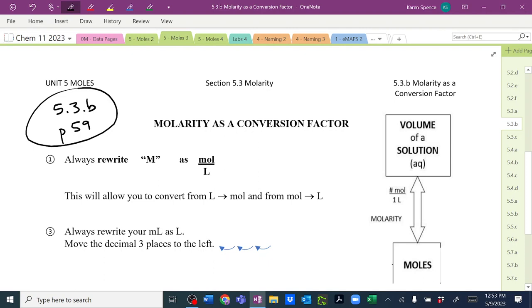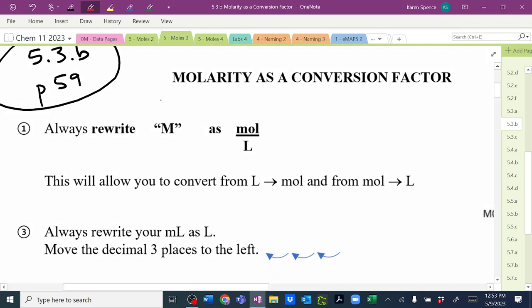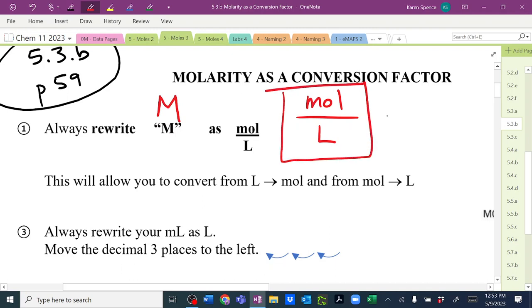Now, if we're going to be using molarity as a conversion factor, it's not very useful to have molarity written as capital M because every conversion factor needs to have two units. It needs to have a unit on the top and a unit on the bottom. If we just write molarity as capital M, there's nothing on the top or the bottom, right? So we always rewrite molar as moles over liters. And now that is in a form where we can use it as a conversion factor.